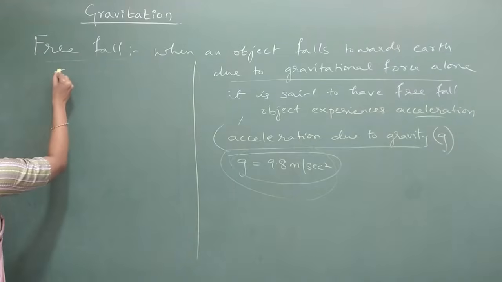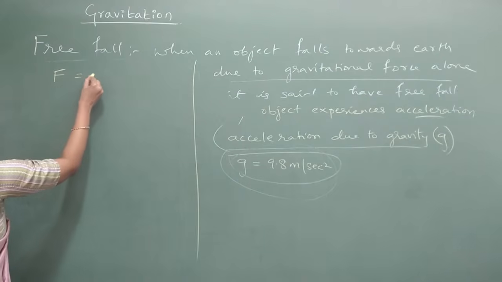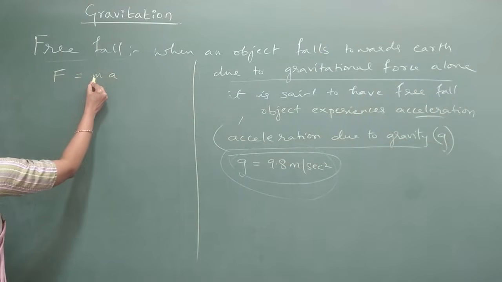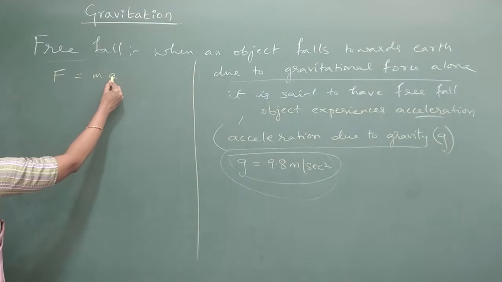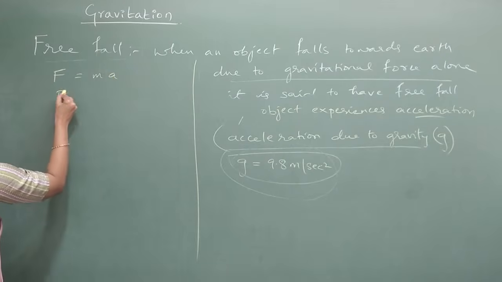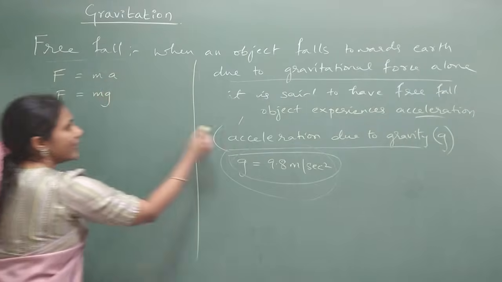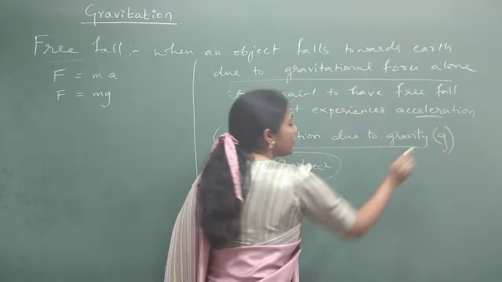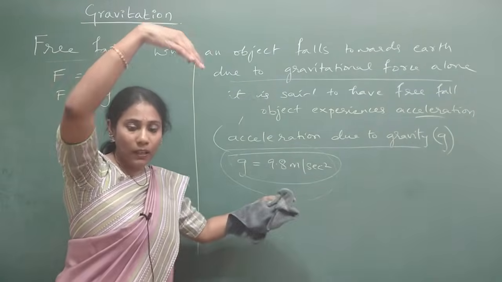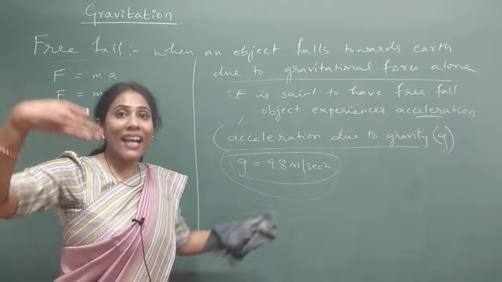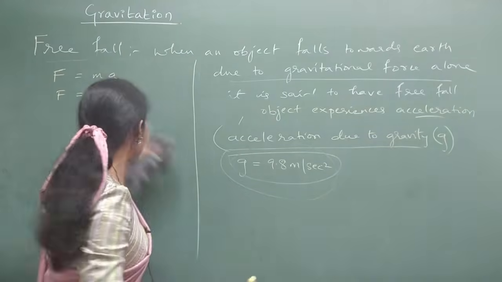We know the second law of motion, that is F is equal to ma. M is mass of an object, A is acceleration. So here let me change this formula as F is equal to mg. Instead of A I will consider G. G is what? For a freely falling body, the acceleration due to gravity is g.